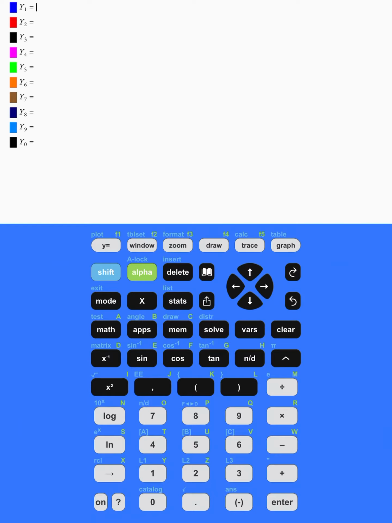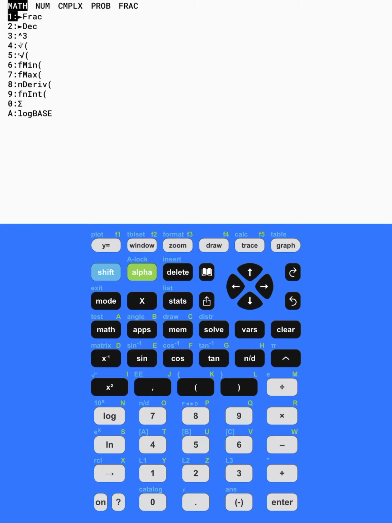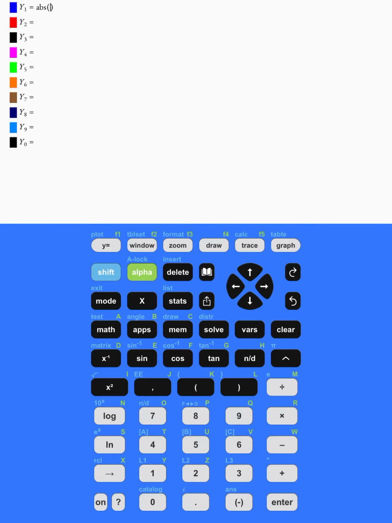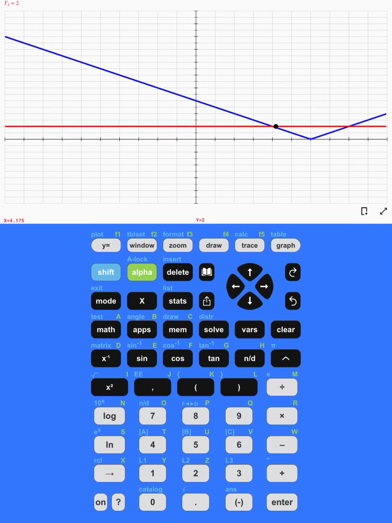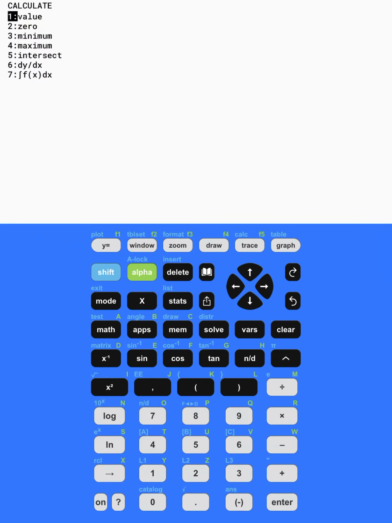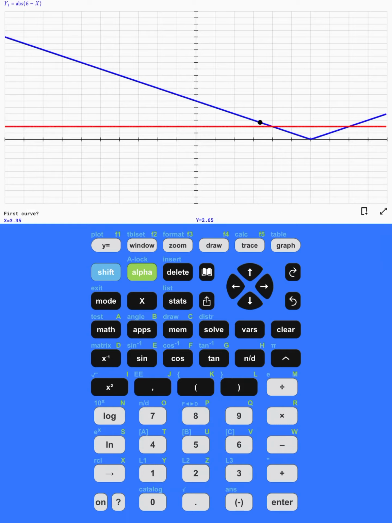Graphically is where you put that into your graphing calculator. So what you would do is put the left side into y1. You'd go math, to the right to number 1, absolutes. You're going to put 6 minus x. And then you can put 2 into y2. The left side goes into y1, the right side goes into y2. You can graph it, and the intersections between these two graphs, the blue and the red, are your solutions.